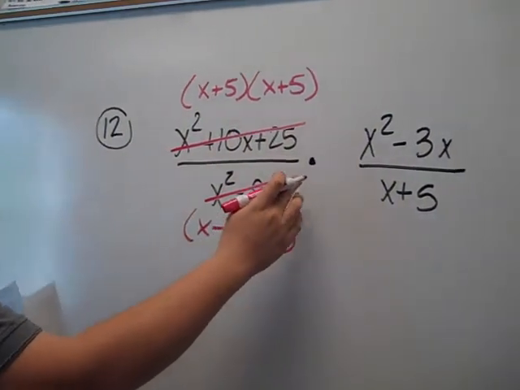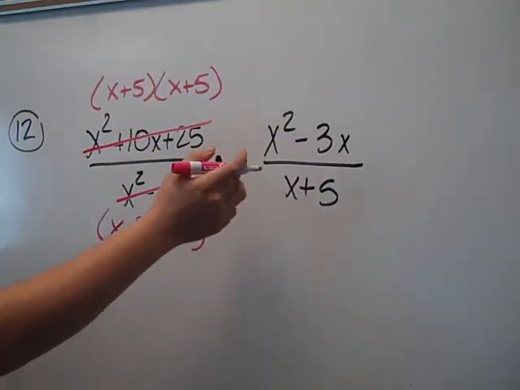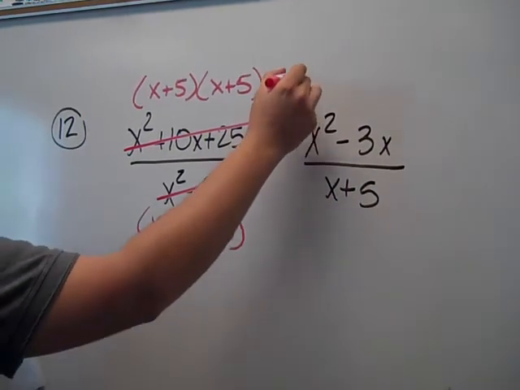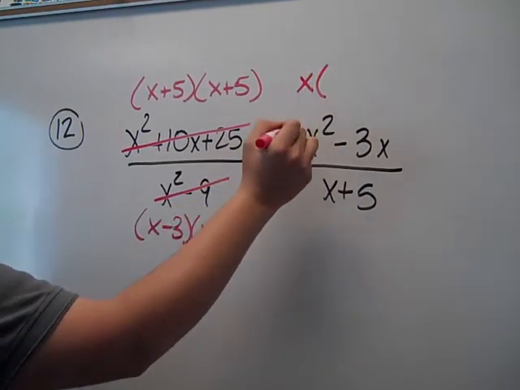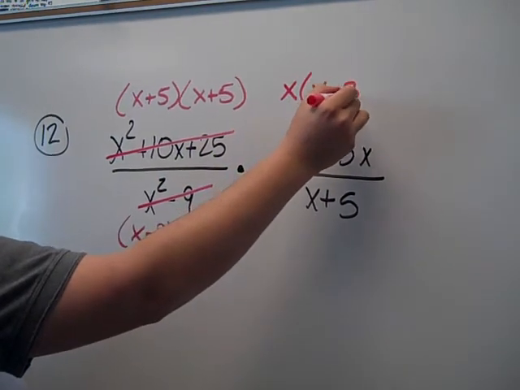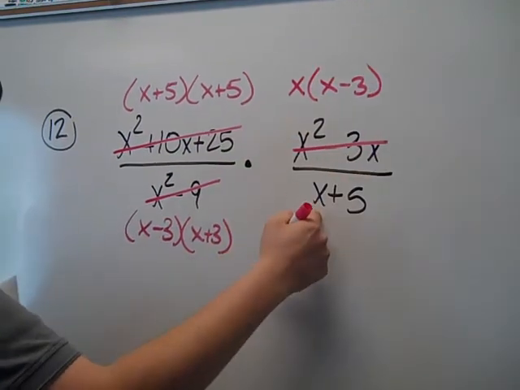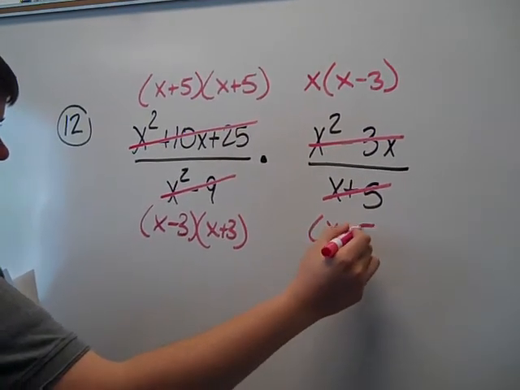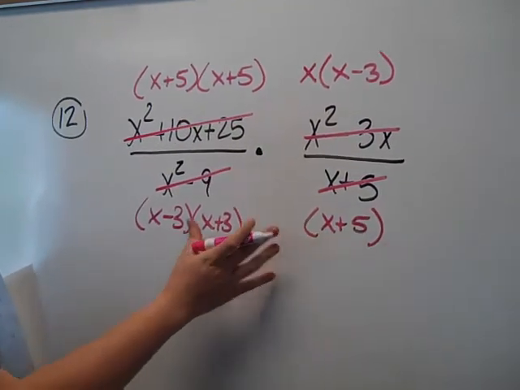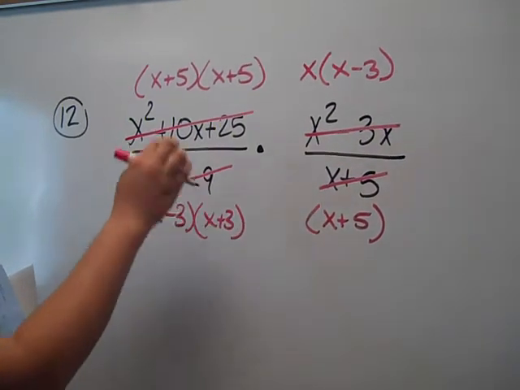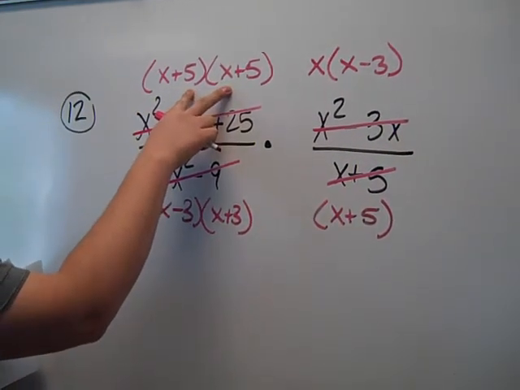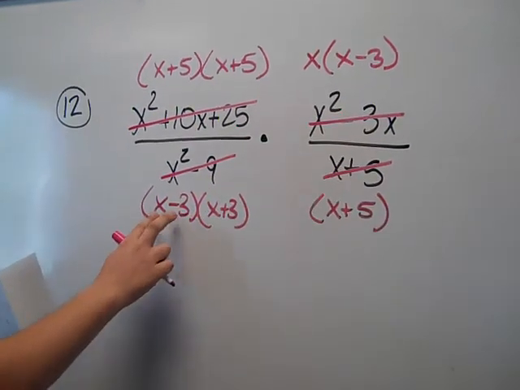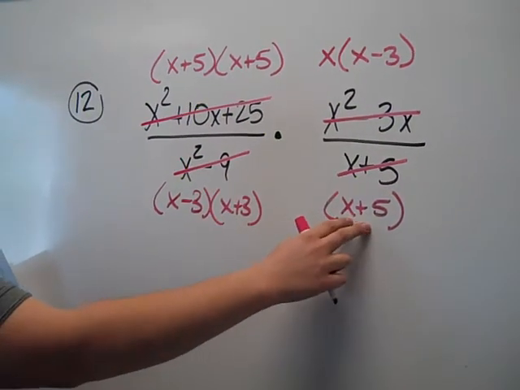Now if I look at what I'm multiplying it by, I look at x squared minus 3x. I notice that I have a GCF of x, and then I'm left with x minus 3. And then right here I just have x plus 5. I'm going to rewrite that so I can just look at the pink stuff so I don't get confused. Now I'm going to look at the big picture. And at the top I have 2 x plus 5s. And I have an x and I have an x minus 3. And on the bottom I have an x minus 3, an x plus 3, and an x plus 5.